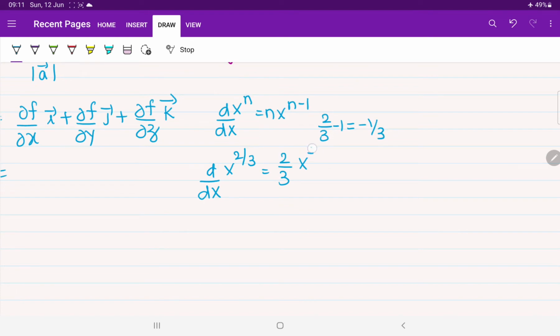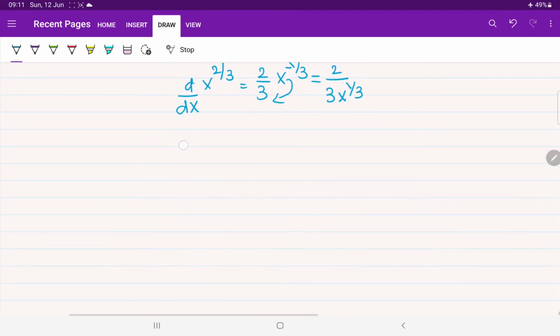So this can be written as x power minus 1 by 3, or we can say it will be 2 upon 3 into x power plus 1 by 3. I am just shifting the location of the x power minus 1 by 3 to the denominator so that it will become positive. In the same fashion, if you differentiate y with respect to y, what will we obtain?